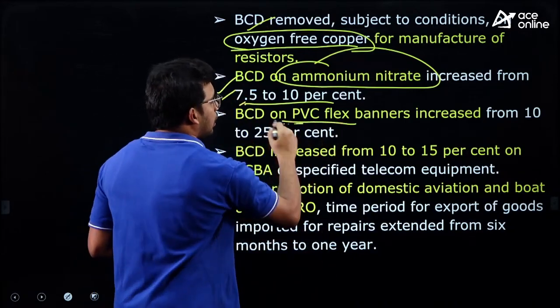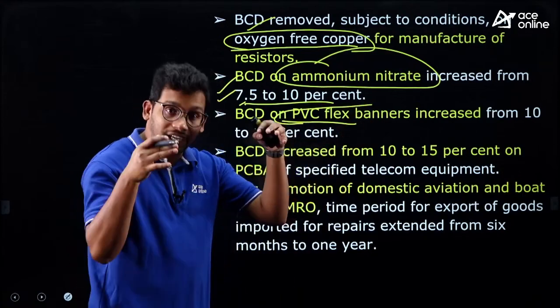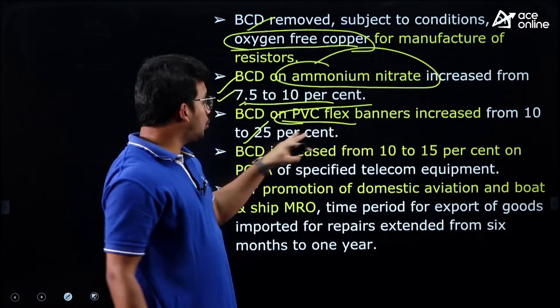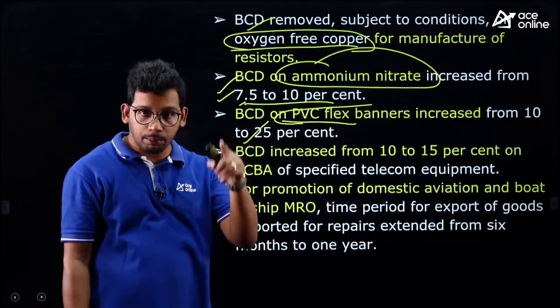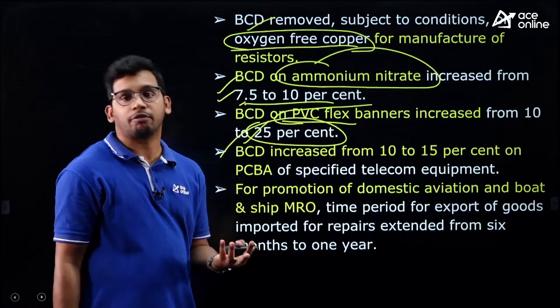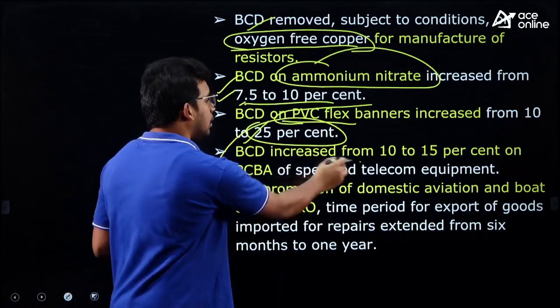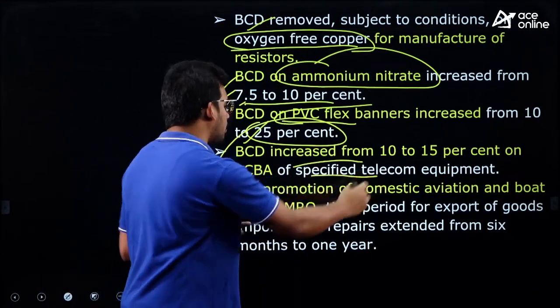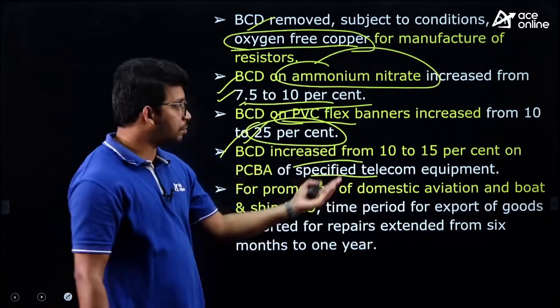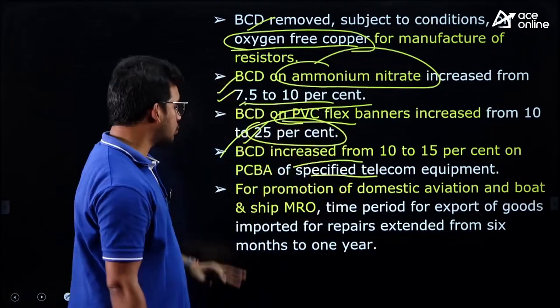And then polyvinyl chloride flexi banners. So to discourage use of plastic, they have increased the tax from 10 to 25%. So if you are importing any plastic from another country, you need to pay more. So now the cost of plastic will increase. Similarly, it was increased for telecom equipment, whatever plastic that we are using for telecom equipment, they have increased from 10 to 15%. This is also important.